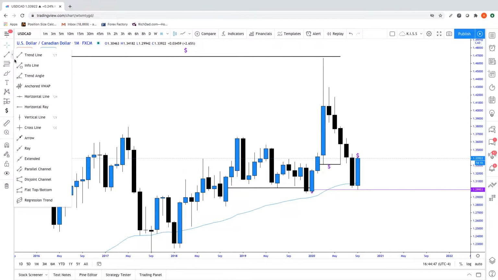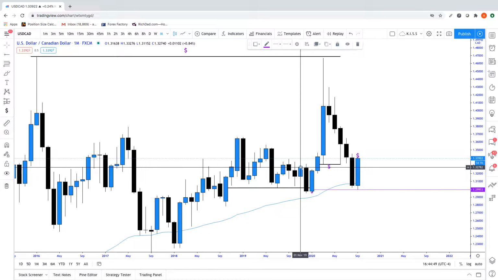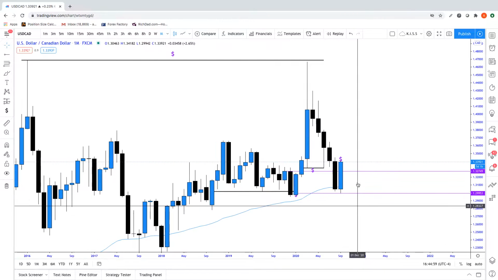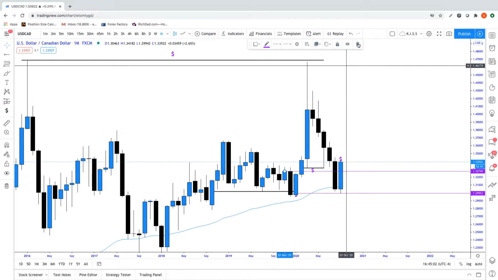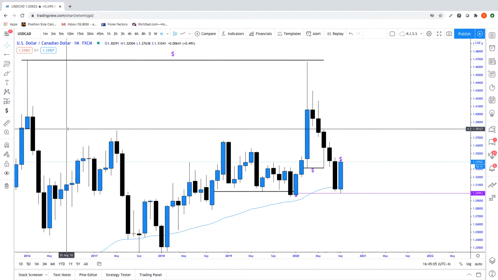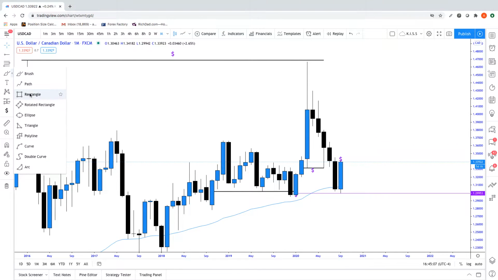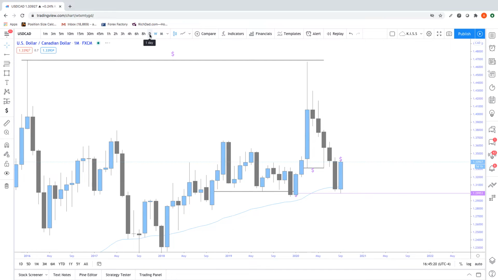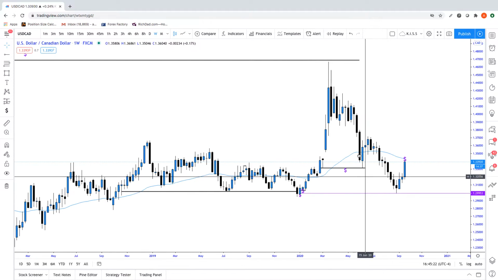Well, we don't necessarily want to strictly enter off the open of a monthly candle and have a probably 300 pip stop. We don't want to have a 300 pip stop. So we want to use our monthly candle simply as our area of interest, and then zoom into this monthly candle for precision. I am going to hop on down to the daily time frame.